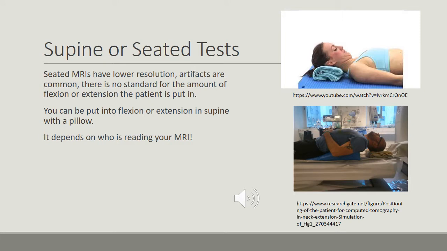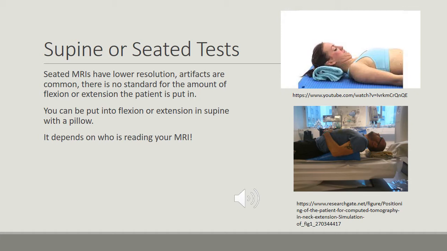In talking specifically about craniocervical instability and the tests that are done, and we're not talking about Chiari, but the tests that are done for CCI, it depends again on which doctor you're seeing, but seated MRIs do have a lower resolution. Artifacts are common, and there's no standard for the amount of flexion or extension that they have your head and neck in. So sometimes the doctor will actually order what they call a supine or lying down MRI. But it depends on the doctor again as to what they request.